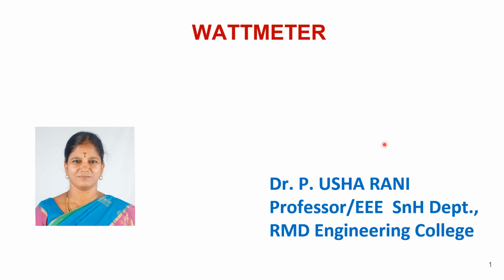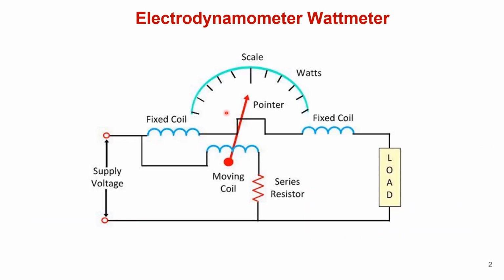One is the electrodynamometer type wattmeter, which works on the dynamometer principle. The second type is the induction wattmeter, which is based on the principle of electromagnetic induction. So the first method, the electrodynamometer wattmeter, works on the principle of dynamometer. That is, a mechanical force acts between two current carrying coils or conductors.